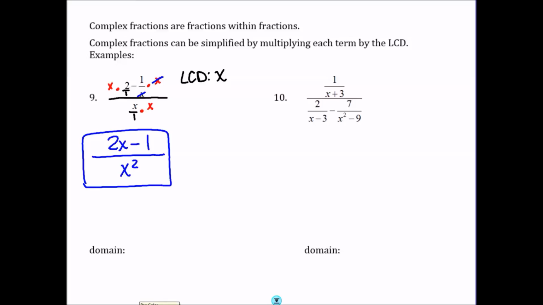Again, with the domain, you should always look at the LCD. Our LCD is just x, so our domain restriction is that x cannot equal 0.